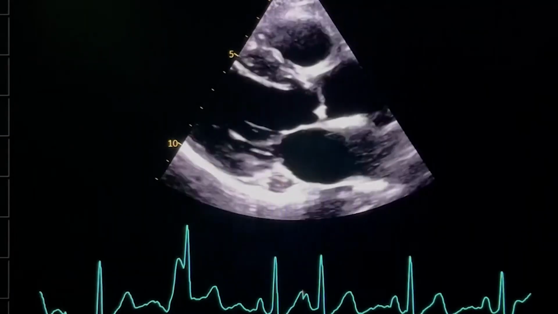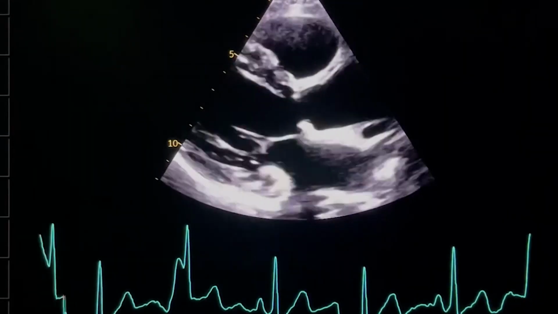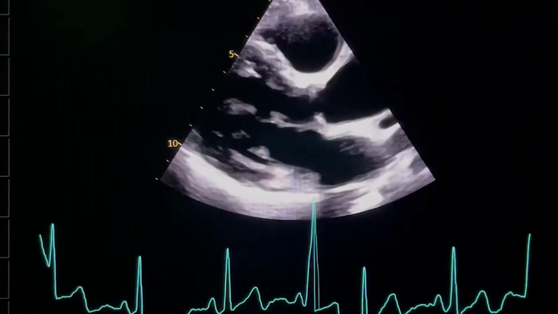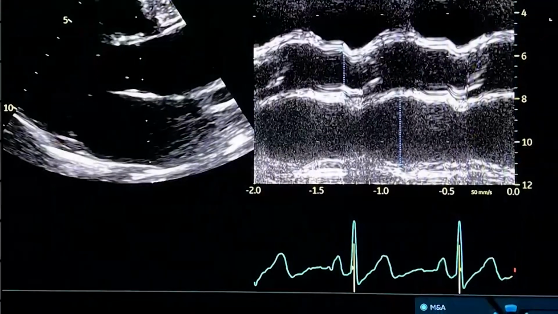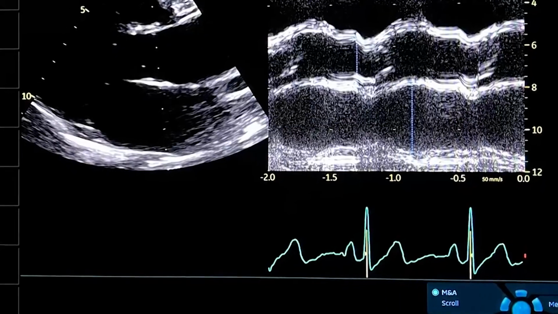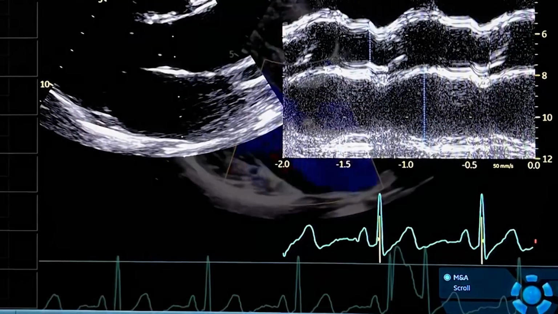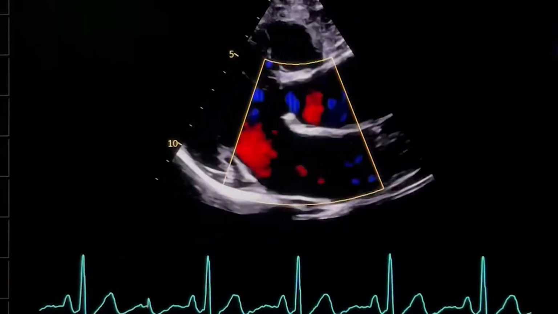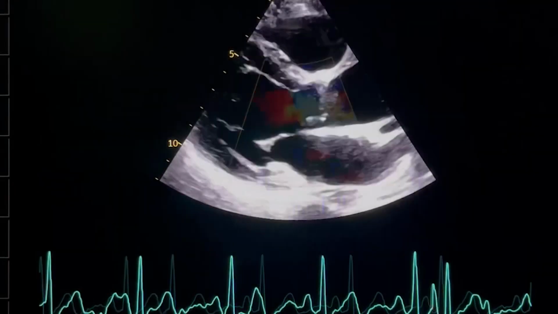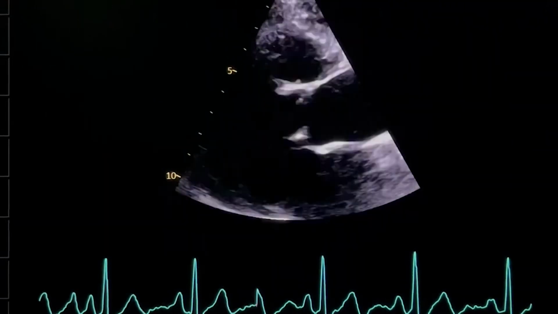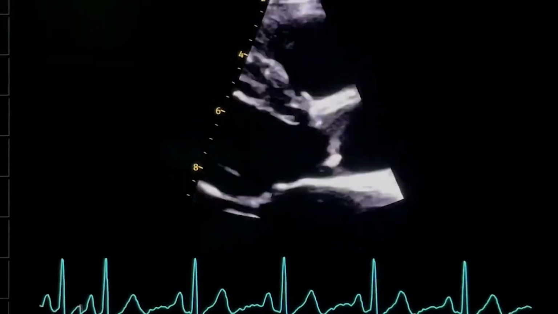So, as in any study, we start with the parasternal long axis view to give us an idea of the chamber dimensions, the left ventricular function, the wall thickness of the left ventricle, the aortic size, and the aortic and mitral valve. In this case, the aortic valve appears thickened, not very calcified, but shows restricted opening.